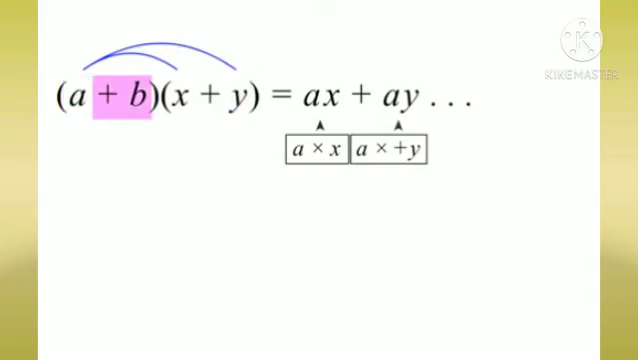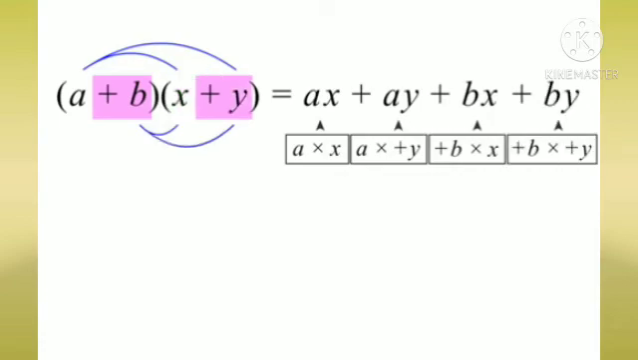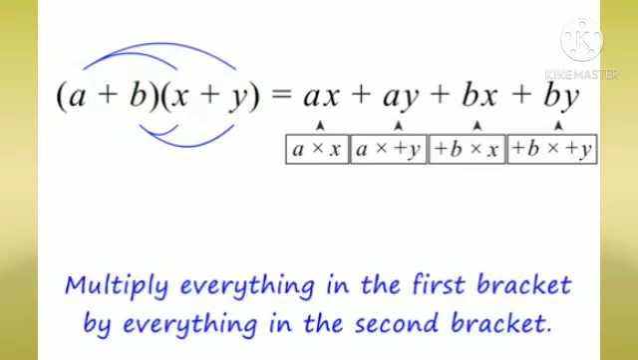We now do the same for the second term in the first bracket. In other words, we multiply it by the first term in the second bracket. This gives plus vx. And then we multiply it by the second term in the second bracket. This gives plus vy. We have now multiplied everything in the first bracket by everything in the second bracket, and we can't simplify further because there are no like terms.